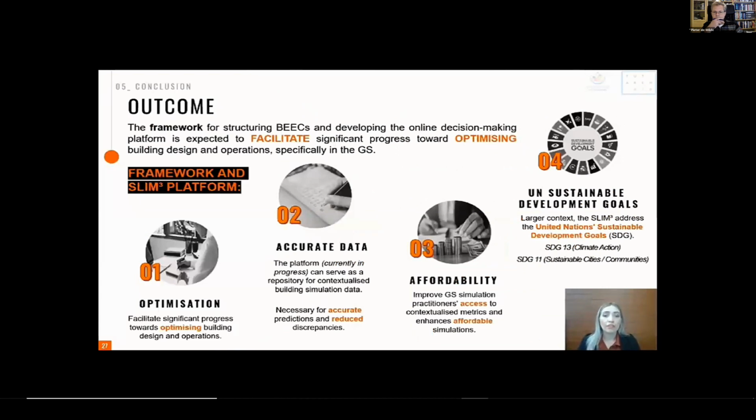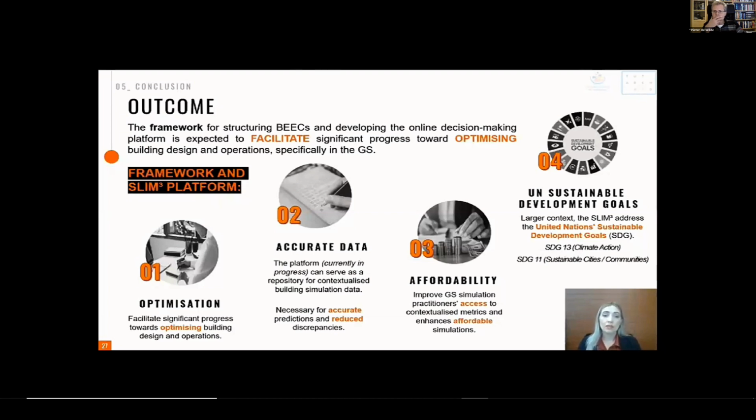And finally, the framework developed, an online platform, is expected to facilitate significant progress towards optimizing building design and operations in the Global South. In addition, the online platform, which is currently in progress, will serve as a repository for contextualized building simulation data, which is necessary for accurate predictions and to reduce discrepancies. Thirdly, when we improve Global South simulation processes, practitioners can also access contextualized metrics, which enhances affordable simulation.